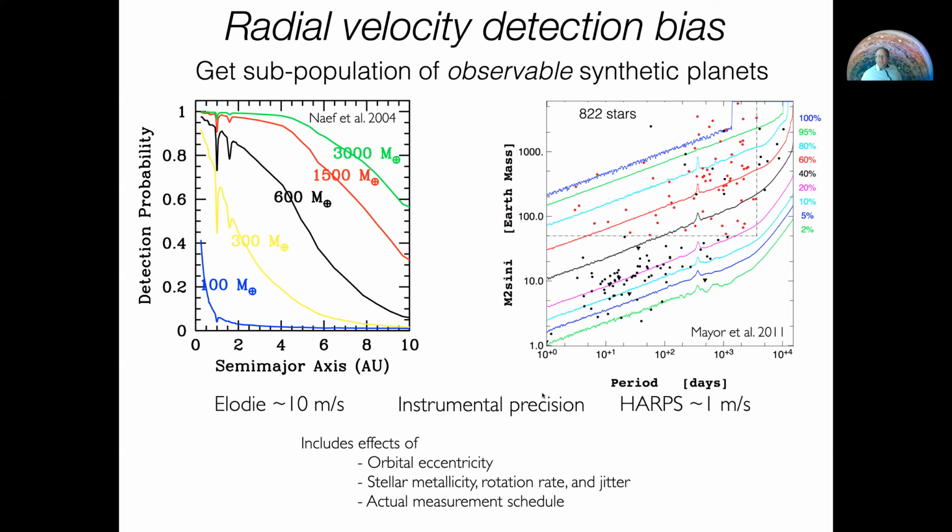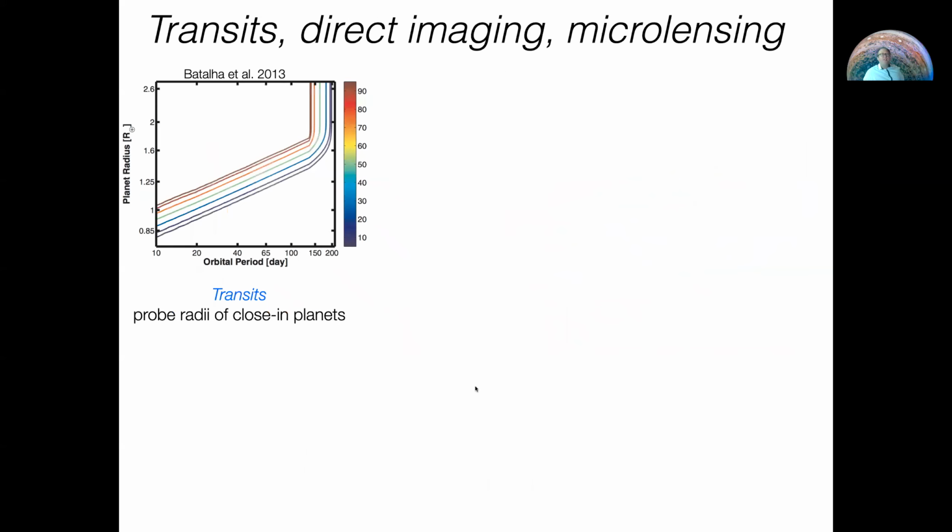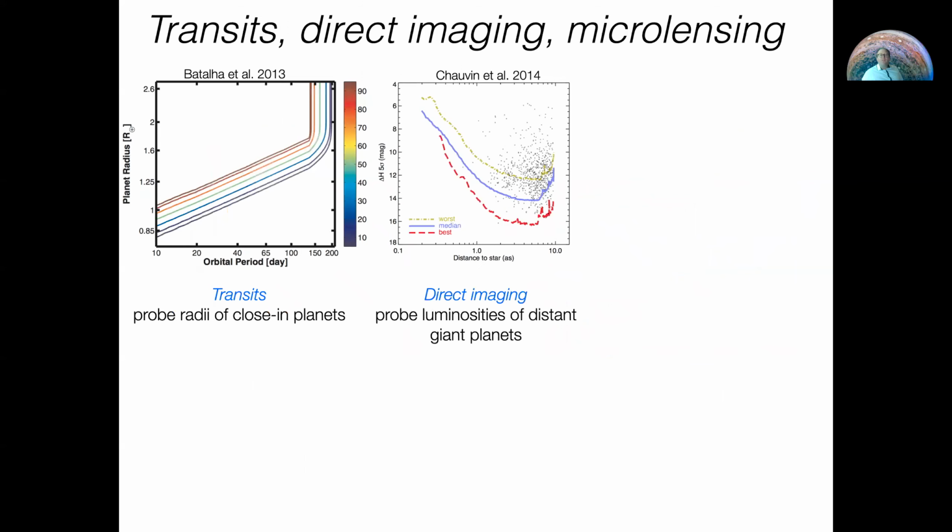And these lines were derived taking into account the effects of orbital eccentricity, stellar metallicity, rotation rate, and jitter, and of course, and this is important, the actual measurement schedule. And typically you do that by injecting signals and looking whether you can recover them. This is one example. This is for the radial velocity bias. This is another one. This is now quite old, but shows an initial estimate of the detection bias for the Kepler survey back in 2013.